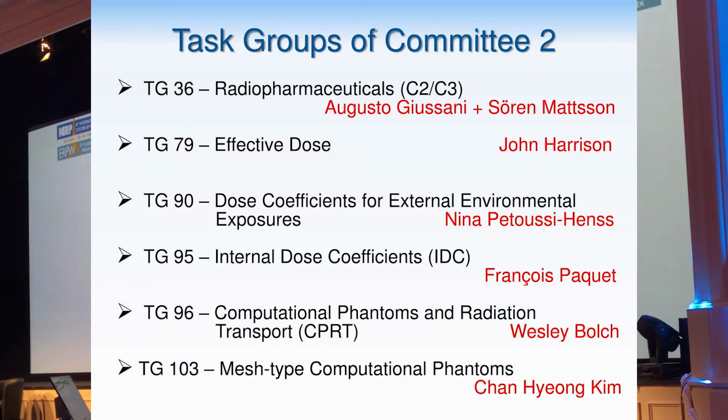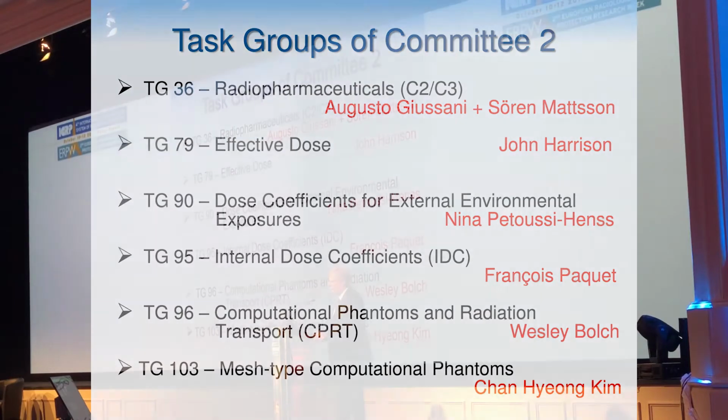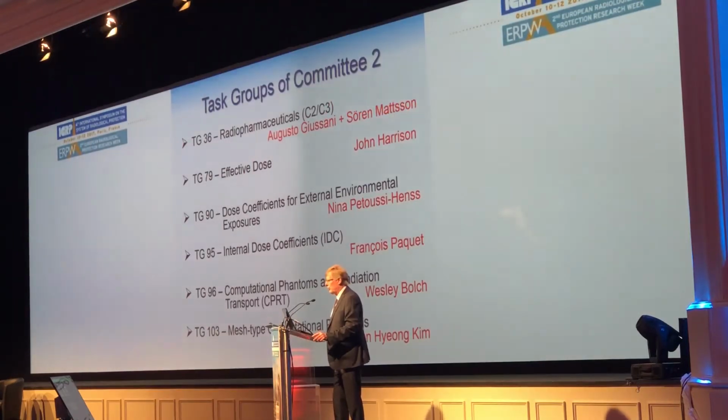And to do that work, we have 6 current task groups. The first, on radiopharmaceuticals, is a joint task group with Committee 3. That produces dose coefficients for exposure of patients from administration of radiopharmaceuticals. The second one is on use of effective dose, and I'll be coming back to that with a few slides at the end of my talk. One on dose coefficients for external radiation, one on dose coefficients for internal radiation, and 2 on the development of phantoms.